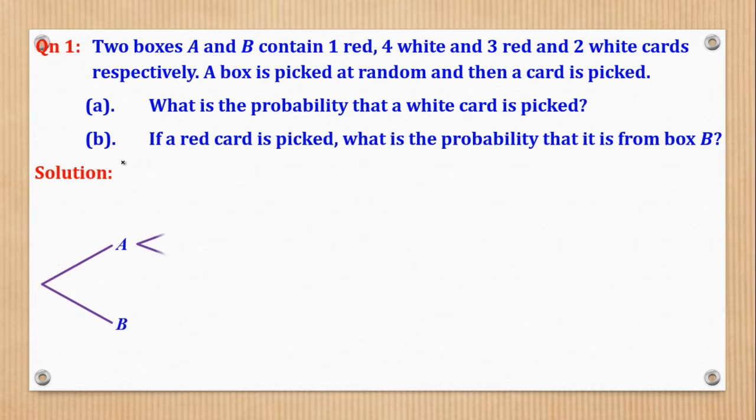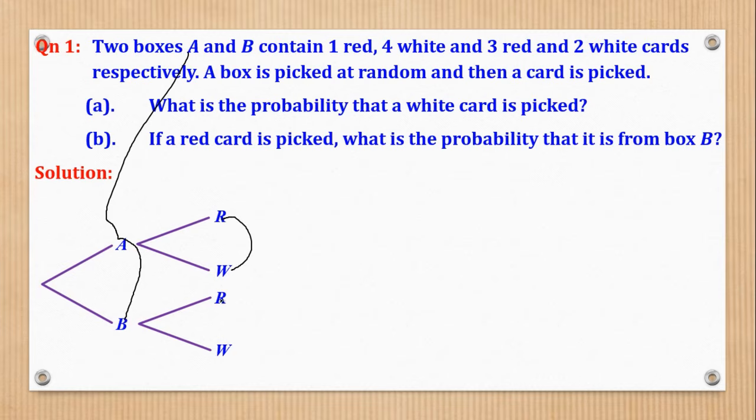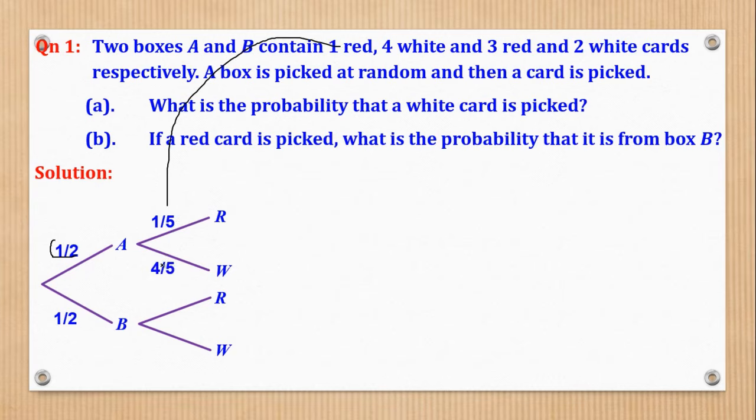So first we have to draw our tree diagram. Let's first draw the branches. There are 2 boxes A and B, so I can pick from box A or box B. Then from box A I can either pick red or white, and from box B I can also pick either red or white. Now because there are only 2 boxes, the probability of picking box A is a half, and also picking box B is a half. Then from box A there is 1 red, so probability of picking red will be 1 over 5, which is the total, and probability of picking white will be 4 over 5. Then for box B there are 3 red, so the probability will be 3 over 5, and 2 white, meaning the probability will be 2 over 5.